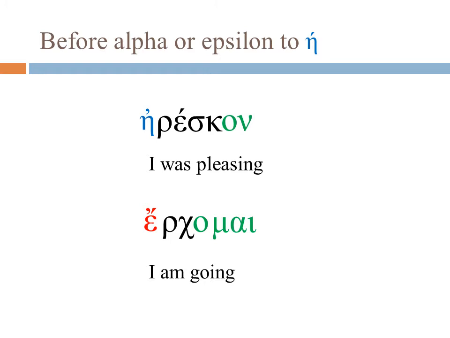In the same way, epsilon also goes to an eta. So erchomai, if we put an epsilon in front, it expands to an eta. We put secondary endings on it, and we get erchomen, and we get I was going.